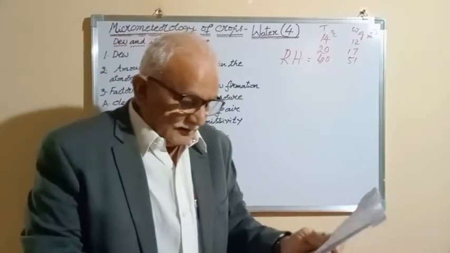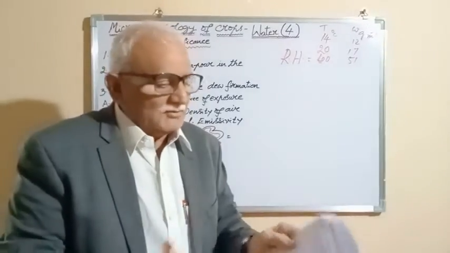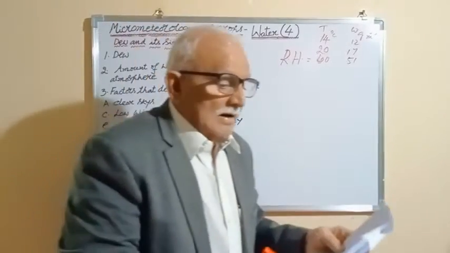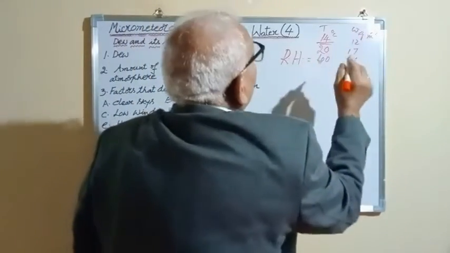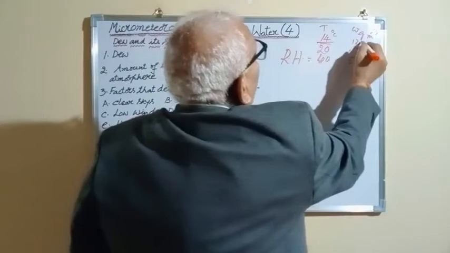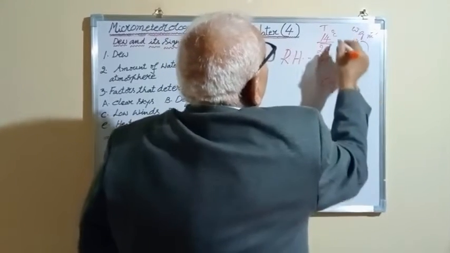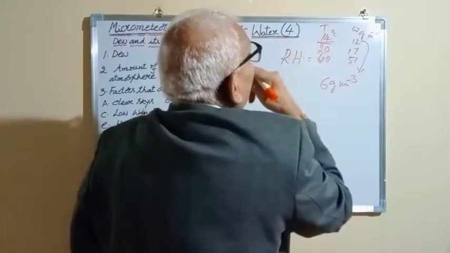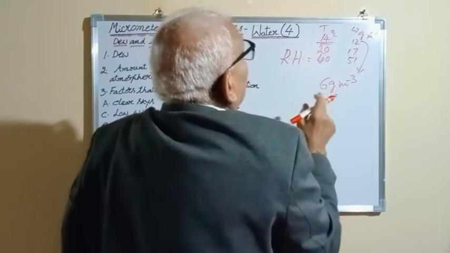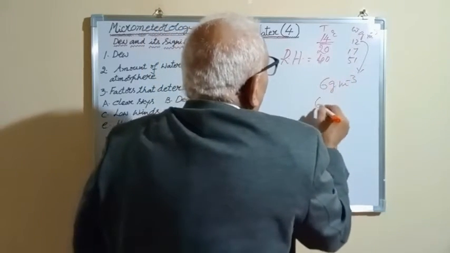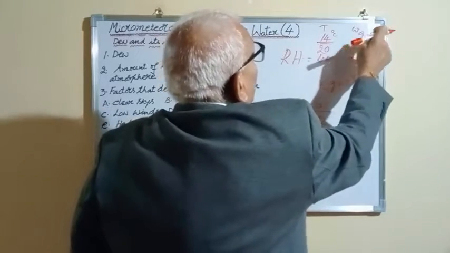Now let us take a simple example. Let us take 14 degrees centigrade, where the water vapor is 6 grams per meter cube, for example. What would it have been for saturation? It is 12. For 14 degrees centigrade, saturation is 12 grams per meter cube.